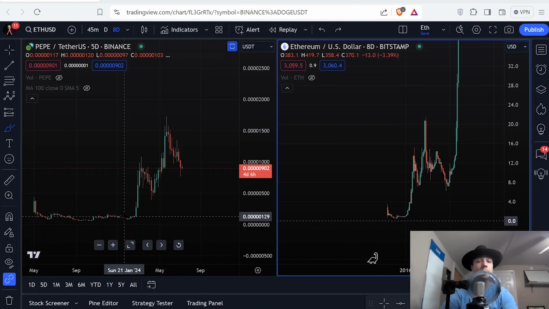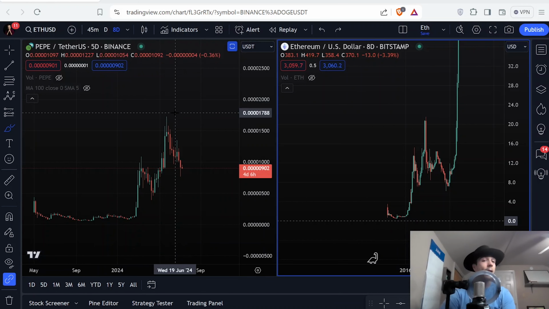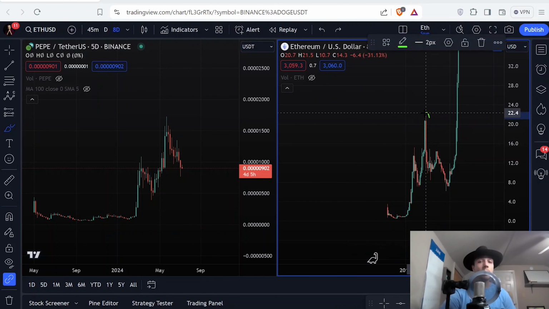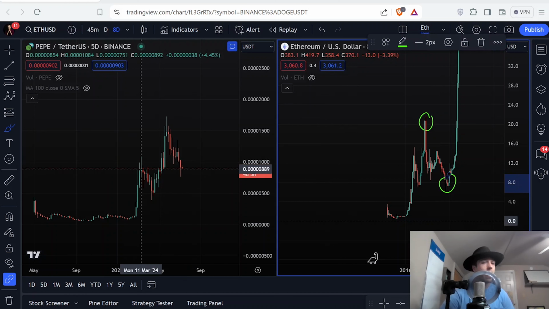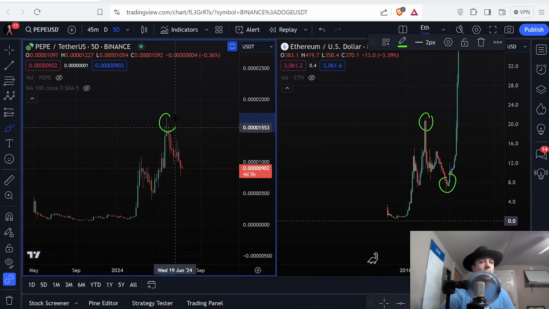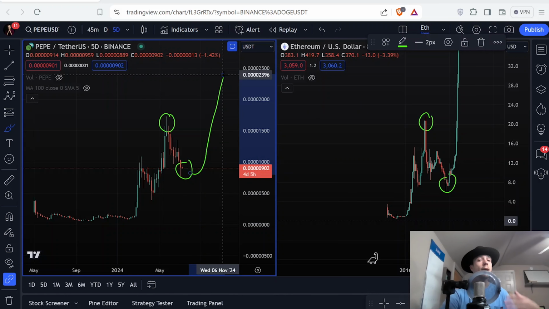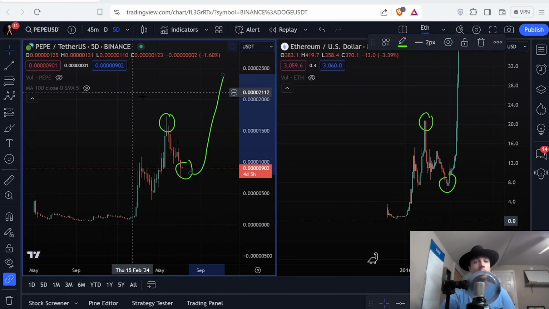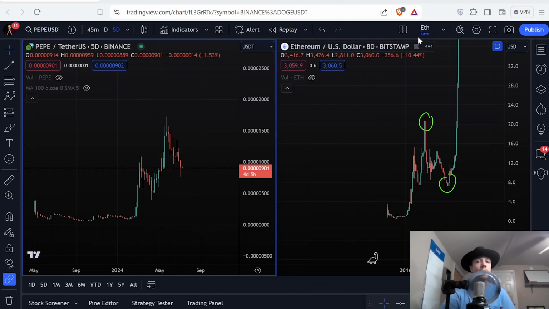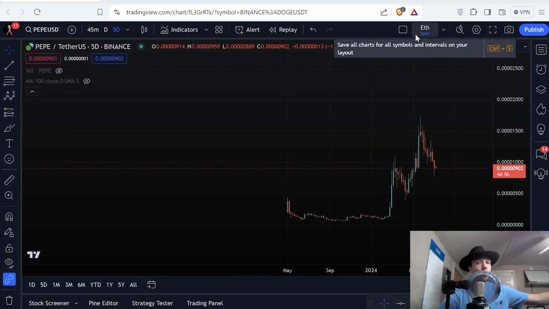And then they have their first little cycle, but they get overextended and they have to pull back. And that's what happened with Ethereum here. It got overextended, it had to come back to reality, right? I think Pepe is doing the same thing. It's coming back down to reality, but it's not going to stay down for very long. It's going to break out and go nuts, just like how Ethereum did. So I'm really bullish on Pepe as well as Dogecoin.